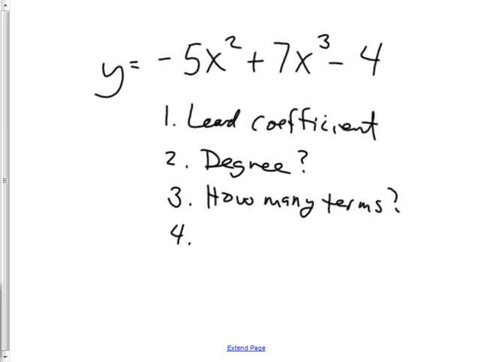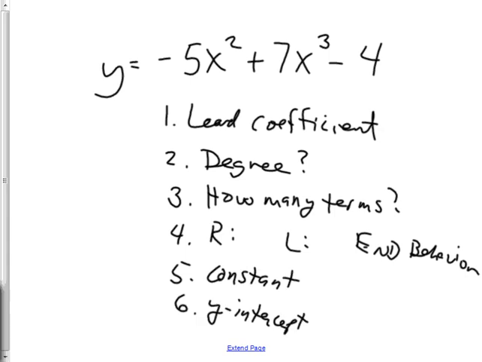Number four, what would its right and left end behavior be like? Is it going up or down? The correct answers are like up and down for those, okay? On the right, it's up, and the left, it's down, or whatever it is. Number five, I'll pause for a second while you answer those first four. Okay, and I'm adding on two more questions. What's the constant, and what's the y-intercept? All right, I'm going to pause for a minute while you give that one a shot.